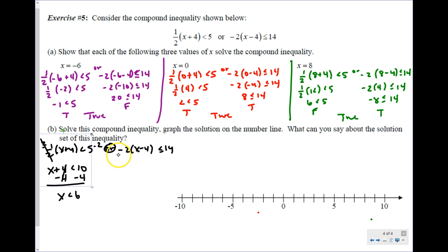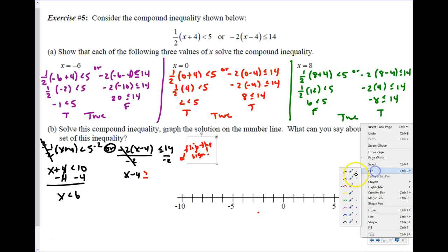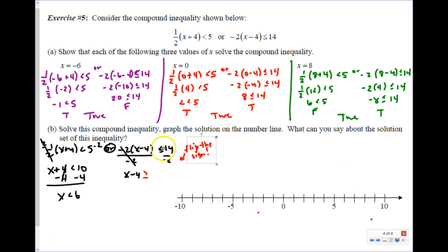Now we have the second part. Again, this one we don't multiply by 2, but let's divide it by -2 to get rid of that instead of distributing. So I have x minus 4. Now because I divided by a negative, what do I have to do here? Division by a negative means I have to flip the sign. So instead of a less than or equal to, I'm going to have a greater than or equal to. Really, really important part here. Okay, now my division is going to be a -7. I add 4 to both sides, and I get x is greater than or equal to -3.